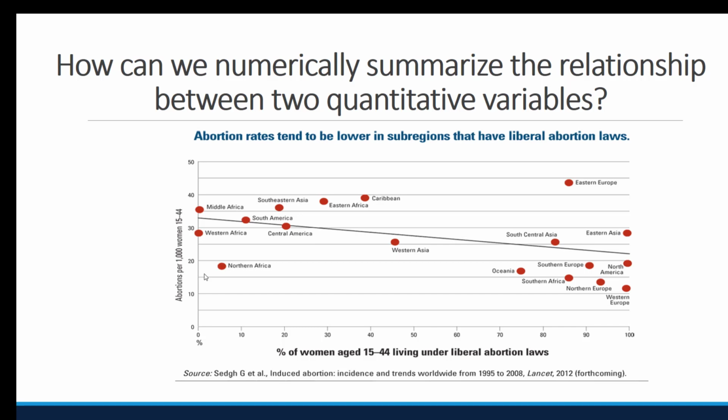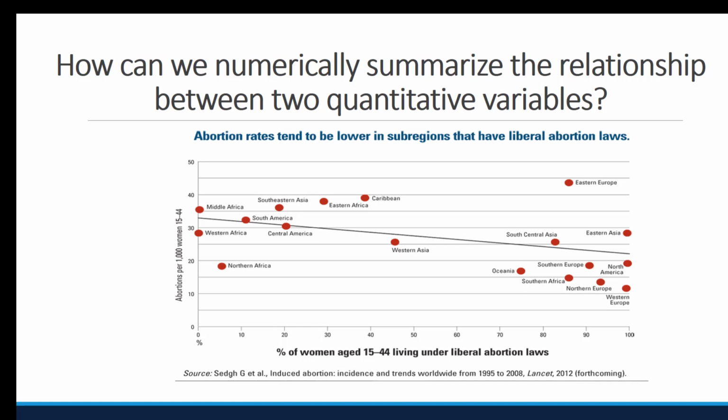Based on the plot, what are the explanatory and the response variable? Notice here that since the percentage of women living under liberal abortion laws is along the x-axis, that is the explanatory variable, and the response will be the number of abortions per 1,000 women aged 15 to 44. B. Give the percentage of women living under liberal abortion laws and the number of abortions in South America. So the first thing we need to do is find the point corresponding to South America, which is located right here. And notice that this point corresponds to a percentage of about 12% and about 33 abortions per 1,000 women ages 15 to 44.